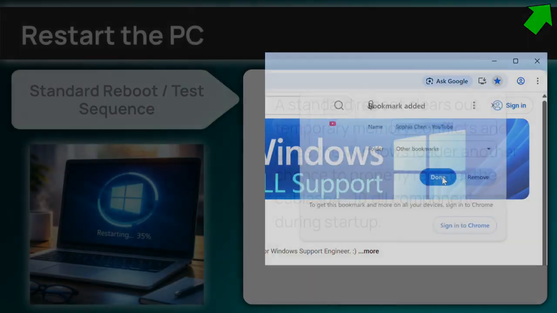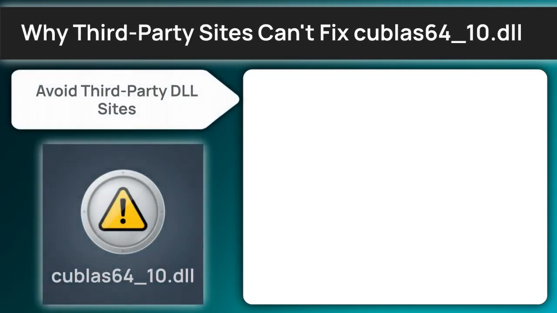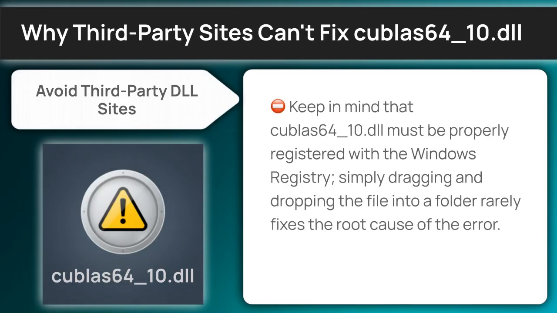I'd like to provide a brief technical warning about the risks of using unofficial file repositories. Keep in mind that the CUBLAS64-10DLL must be properly synchronized with the Windows registry. Simply dragging and dropping a file rarely addresses the root cause of the initialization failure.